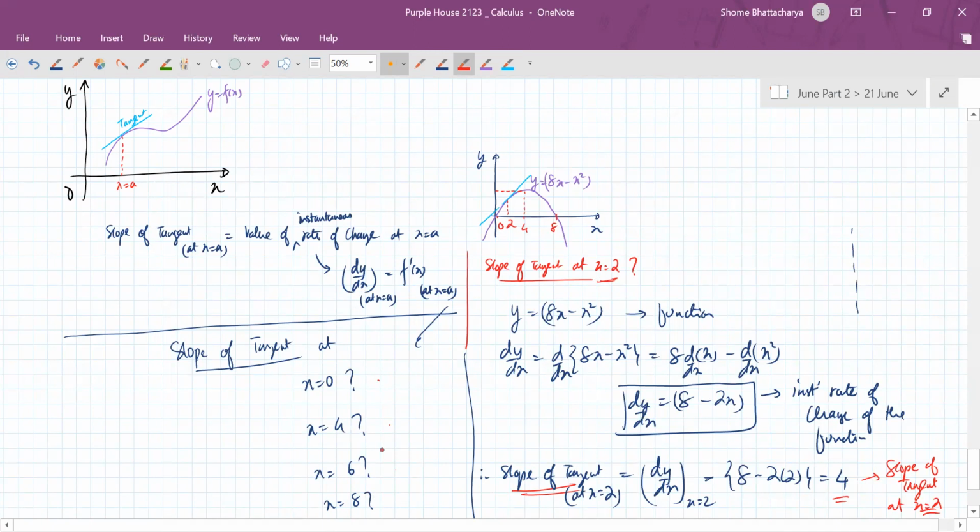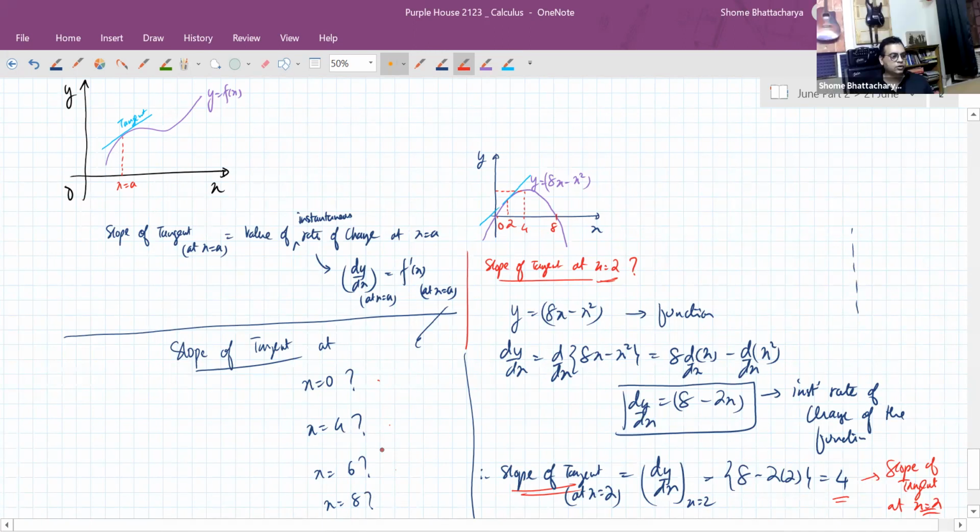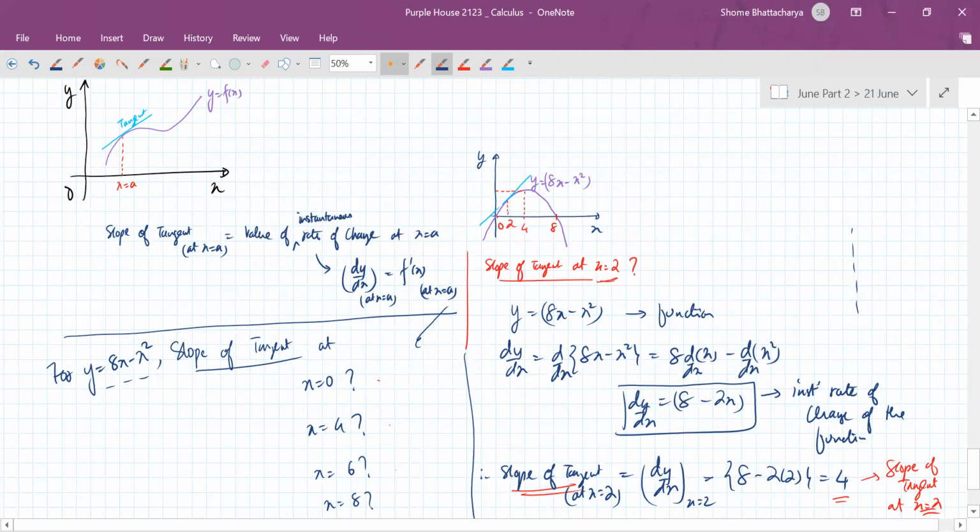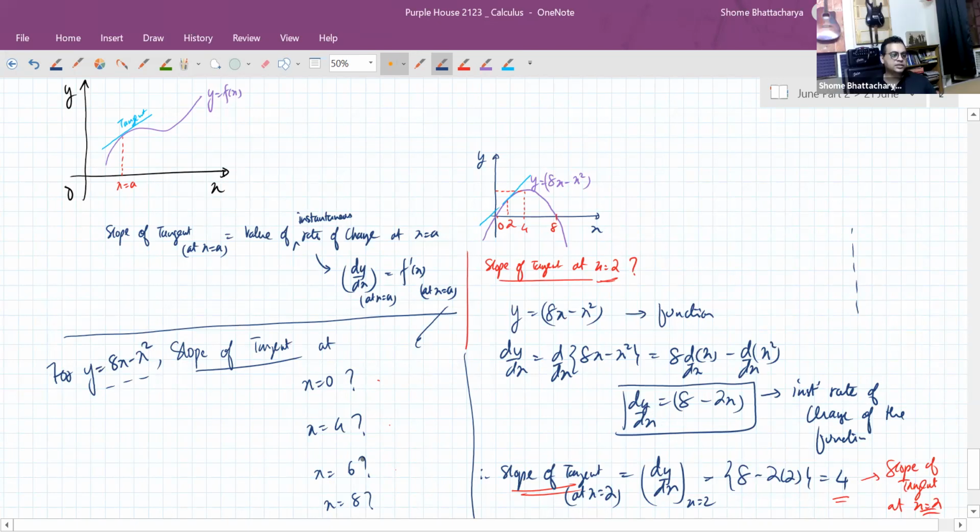Sir, dy by dx will be 8 minus 2x only, no? Yes, because we are still talking about the same function, y equal to 8x minus x square. We want to find the slope of the tangent at these points. So the function is the same, so obviously dy by dx is the same. The first step is the same for all these parts: dy by dx by differentiation is 8 minus 2x. But now we have to calculate the value of dy by dx at x equal to 0 instead of x equal to 2, or at x equal to 4. Understood now? We'll just substitute 0 instead of that 2, or 4, in the formula of dy by dx. That's all.